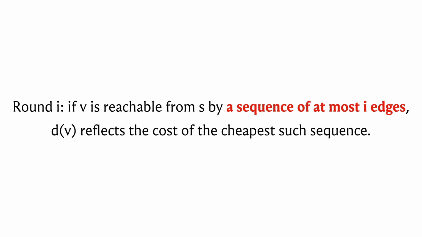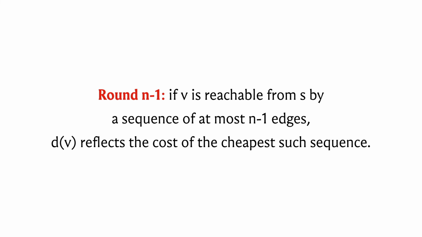So in particular, if I were to just think about i as being n-1, which is the other extreme, that's the last round. So what we want to say is that if v is reachable from S by a sequence of at most n-1 edges, then d of v reflects the cost of the cheapest such sequence. This is just the statement that we made a moment ago, but with i being substituted by n-1. So this is what happens at the end of the algorithm. This is true when the algorithm has finished its course.